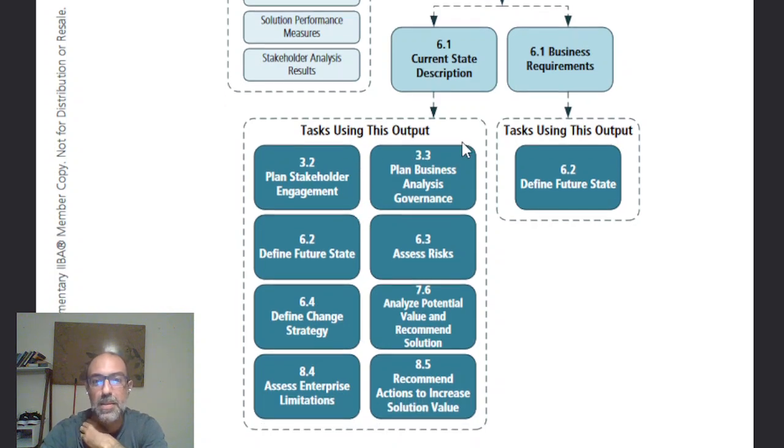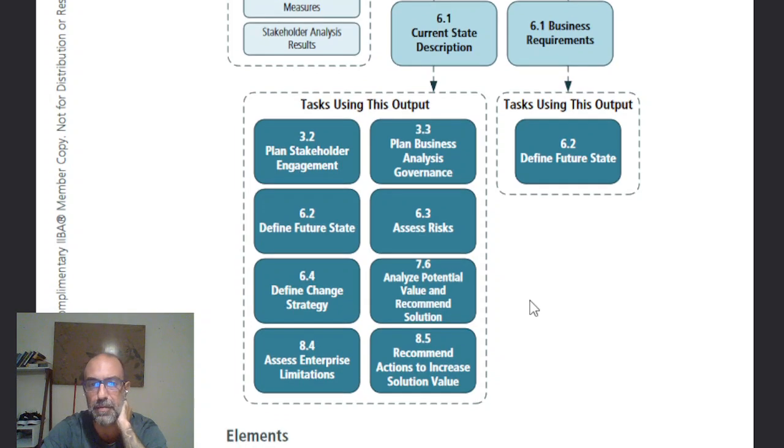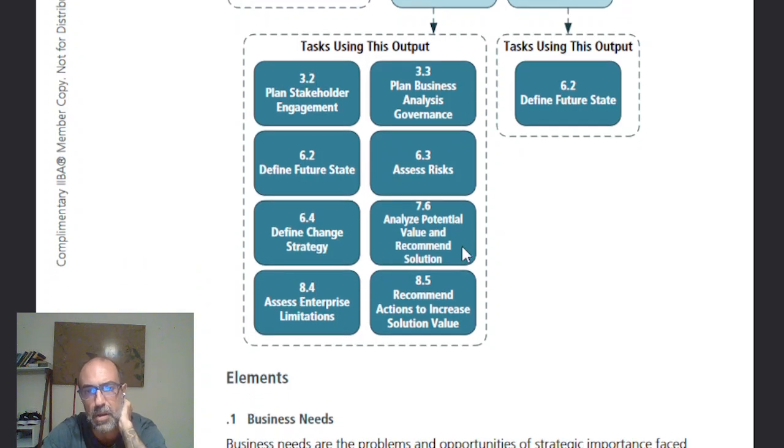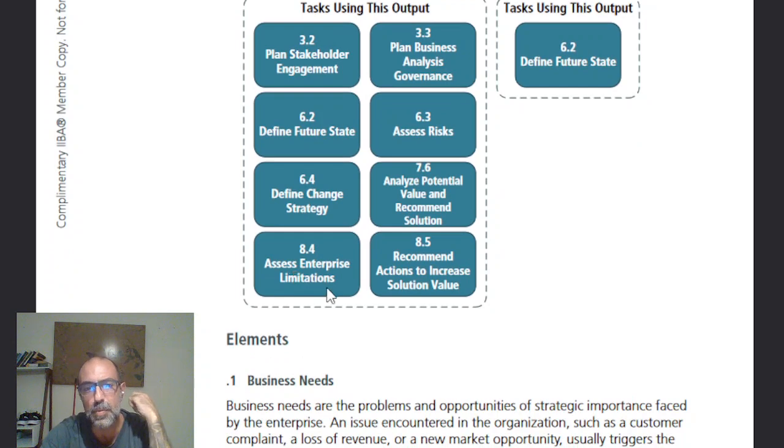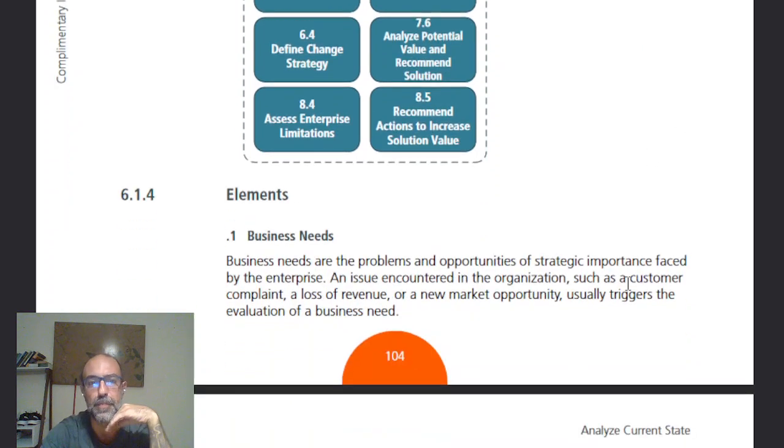The tasks using these outputs. The current state description literally goes back to chapter 3, where we're planning the stakeholder engagement, which shows you that the whole course of business analysis is looping into itself and connecting into itself, because everything we do at any point is susceptible to be used on any part of the journey of analyzing. The current state description can be used when you're planning stakeholder engagement, planning business analysis governance, defining future state, assessing risk, defining the change strategy, analyzing potential value and recommended solutions, assessing enterprise limitation, and recommending actions to increase solution value. And business requirements are used to define future states.